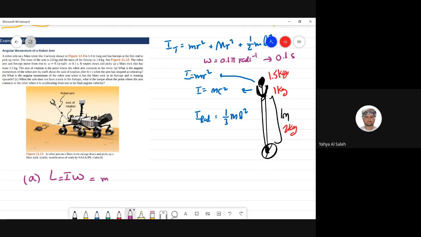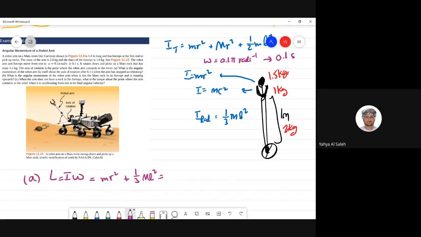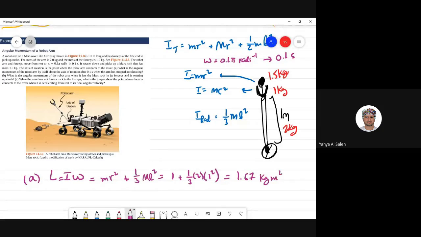So it's going to be mr squared plus 1/3 ml squared, which will give me, since we're using them as point particles, they're all going to be at 1 meter. So it's going to be 1 plus 1/3 times 2 times 1 squared. So that's 2/3 plus 1, and that is 1.67 kilogram meter squared.